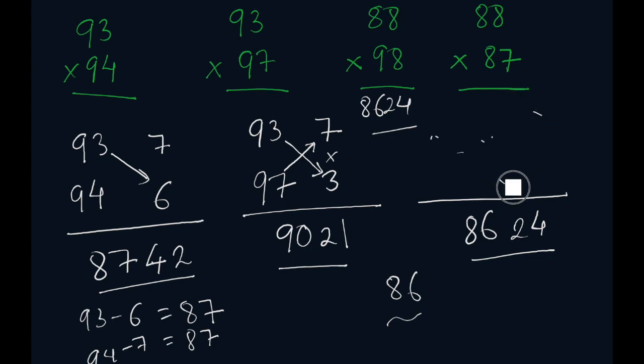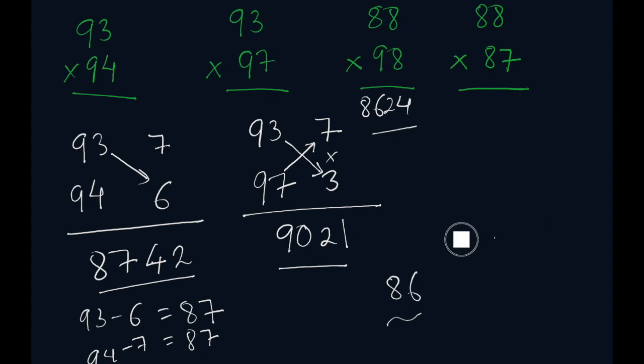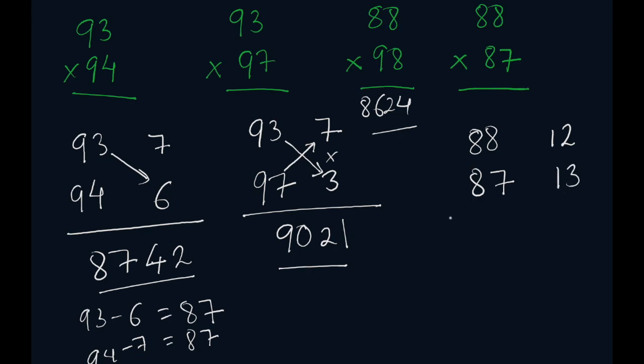Now let us see our last question. Before that, you can attempt it. I hope you have attempted it. So you will see it. 88 cross 87. So 100 minus 88 is 12. 100 minus 87 is 13. So you have to do 12 cross 13. So 12 cross 13 is 156.